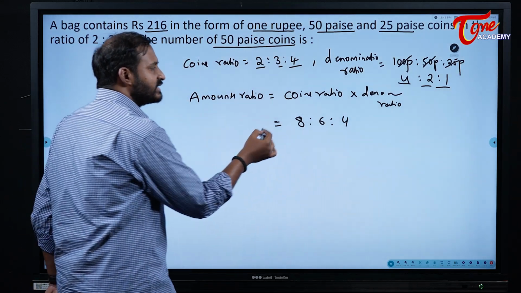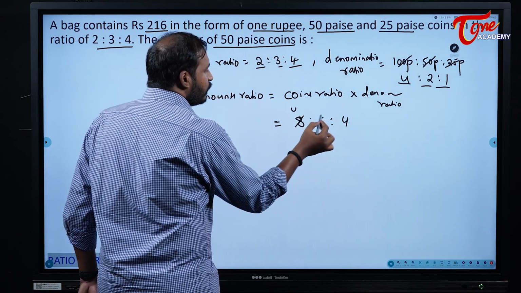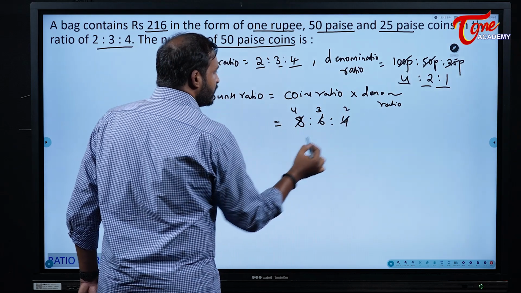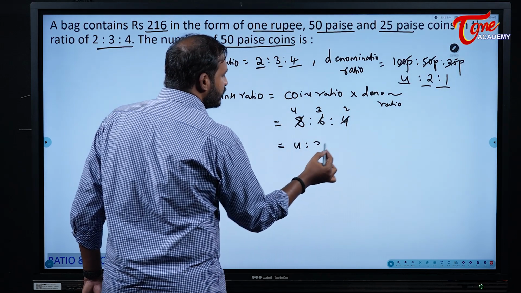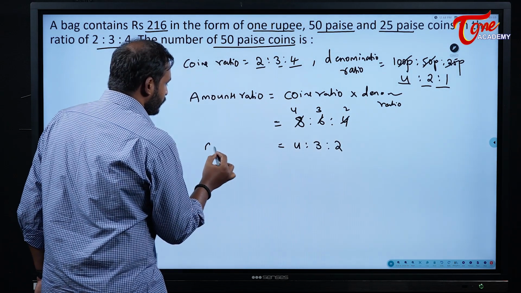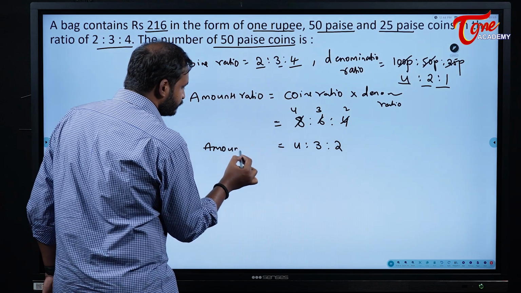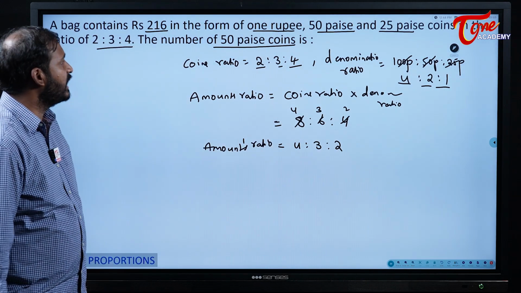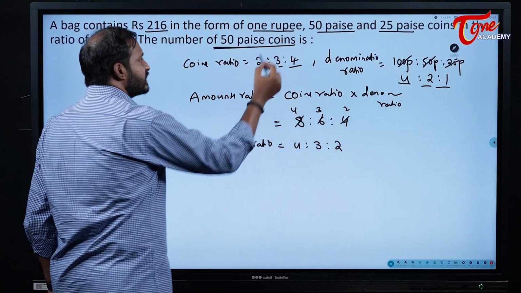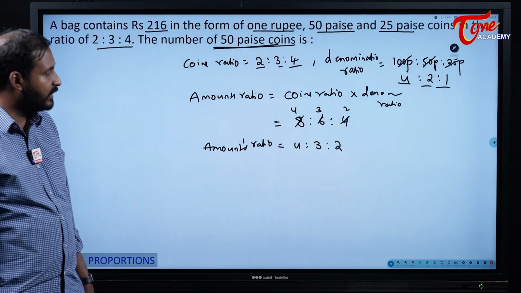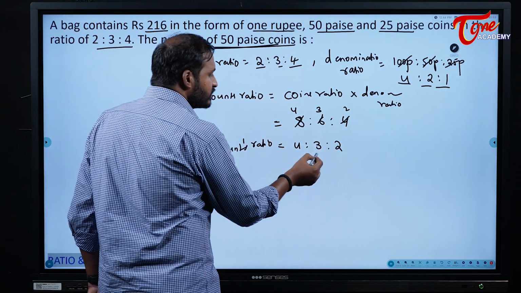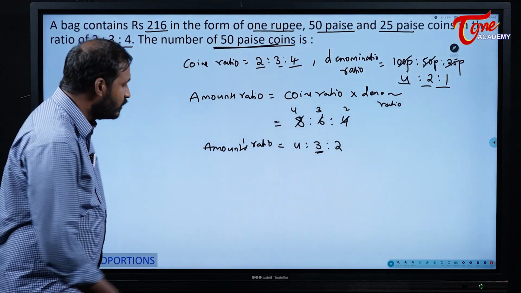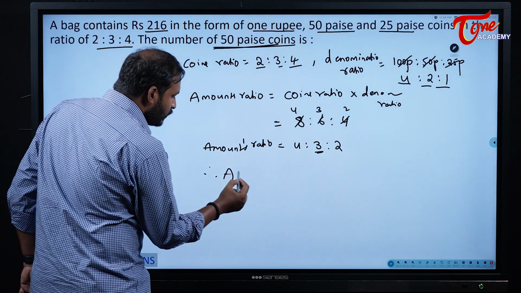If it is further cancelable, cancel them. What it becomes? 4 is to 3 is to 2. That means the amounts are in the ratio of 4 is to 3 is to 2. So in our question, what did they ask us? They asked us about the 50 paise coins, right? So 50 paise amount is how much? 3 parts.